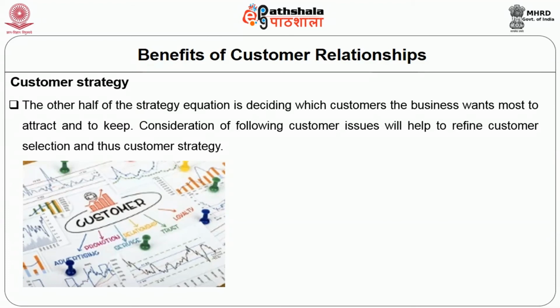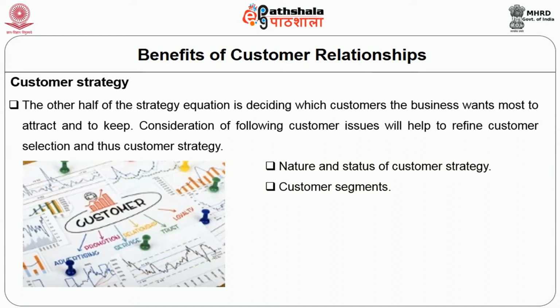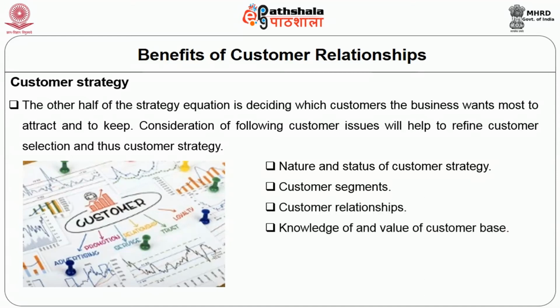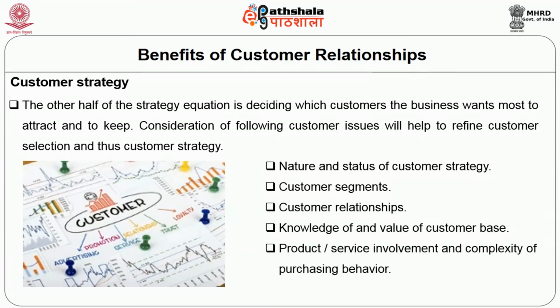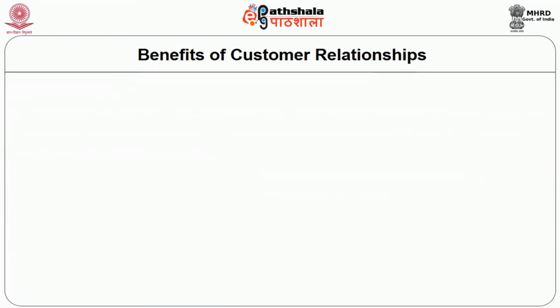The other half of the strategy expectation is deciding which customers the business wants. That is, the most of them to attract and keep, the customers of different types. Consideration of the following customer issues will help to refine the customer selection and their customer strategy. Nature and status of customer strategy, customer segments, the customer relationships, customer knowledge and the value of the customer base, product service involvement and complexity of their purchasing behavior will include the customer strategy. Then the value creation process also becomes essential.